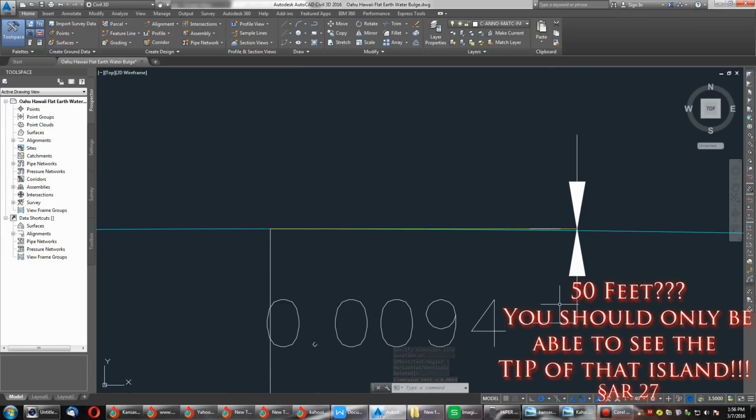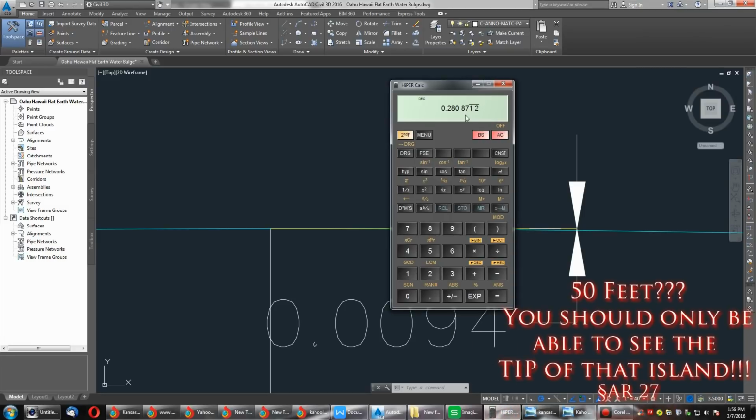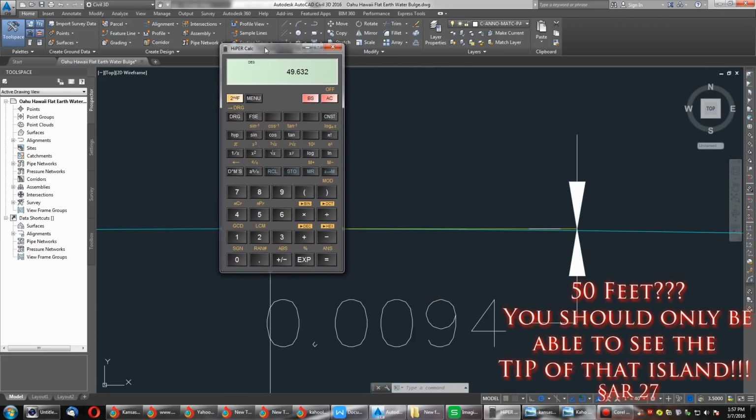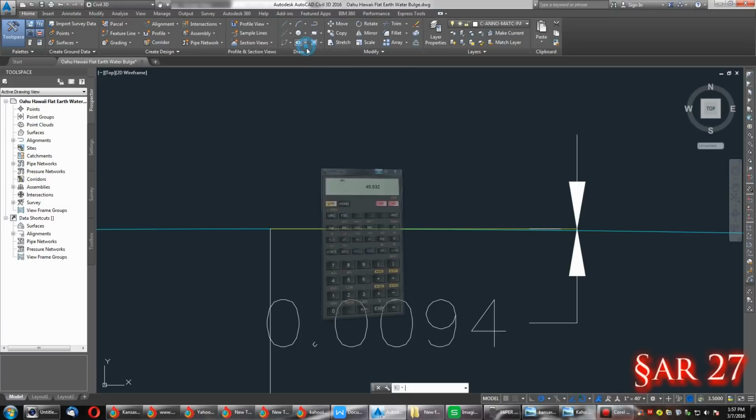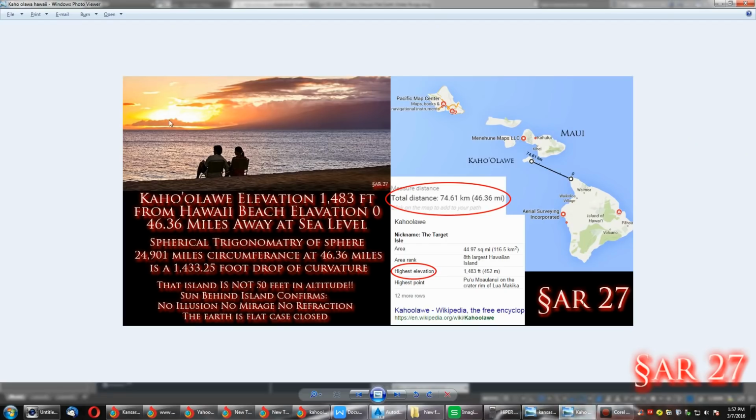0.0094. It's 50 feet. There it is. 0.0094 times 5280, which is a mile. That's 49 feet. That's not 50 feet, folks. That's the entire island.